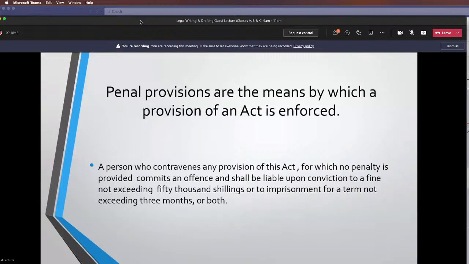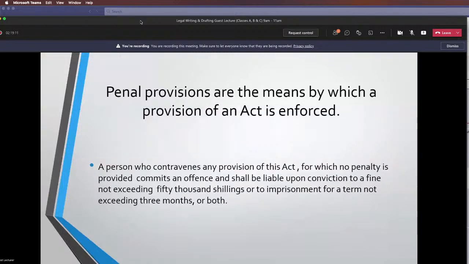I'm giving an example here of a penalty provision. For instance: a person who contravenes any provision of this Act for which no penalty is provided commits an offense and shall be liable upon conviction to a fine not exceeding 50,000 shillings or to imprisonment for a term not exceeding 3 months or both. This simple provision carries a lot of weight in terms of penalty.